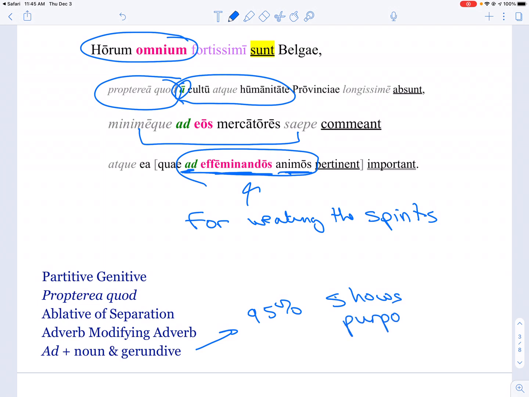I think one could argue that maybe the things that the merchants bring in aren't necessarily, the purpose is to weaken them, but in other cases it will definitely be a way to show purpose. But the main thing is to translate the future passive participle as a PAP.